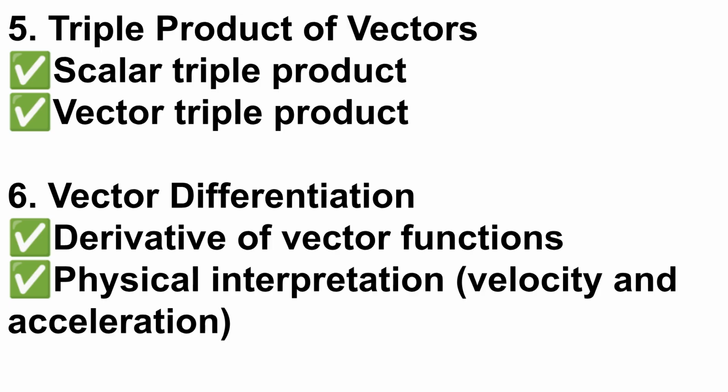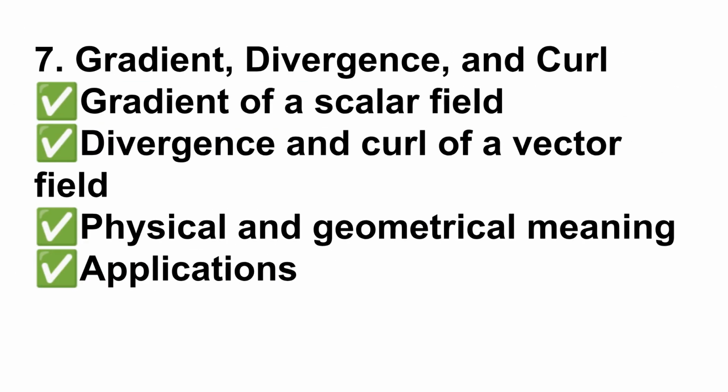This involves understanding the gradient of a scalar field, the divergence and curl of vector fields, their geometric meaning, and their applications. We now transition to complex analysis, starting with complex numbers. You will cover the basic algebra of complex numbers, including modulus, argument, and their polar and exponential forms. You will also learn about De Moivre's theorem, including its statement, proof, applications, and finding nth roots.